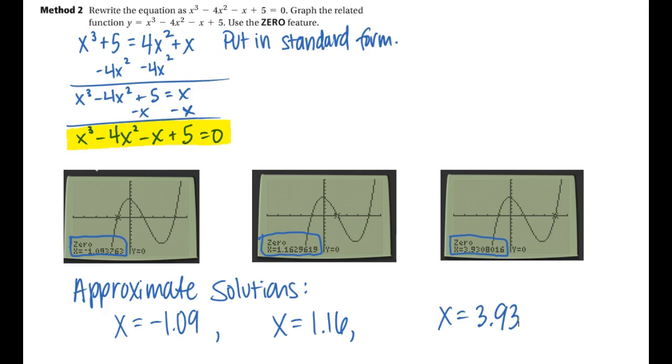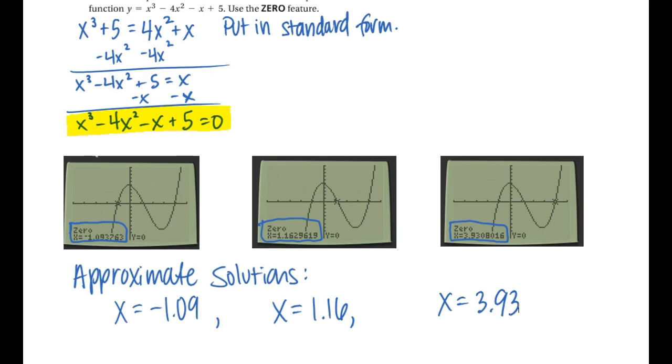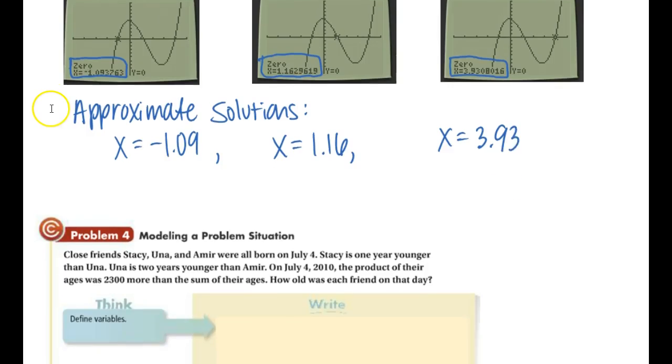Out of the two methods, I think that this method is a little bit easier and quicker to get the solutions. Because in my opinion, it's easier to adjust the window to make sure we can find all of the zeros on the x-axis versus finding the intersection points, which took a little bit longer. So feel free to use either method.